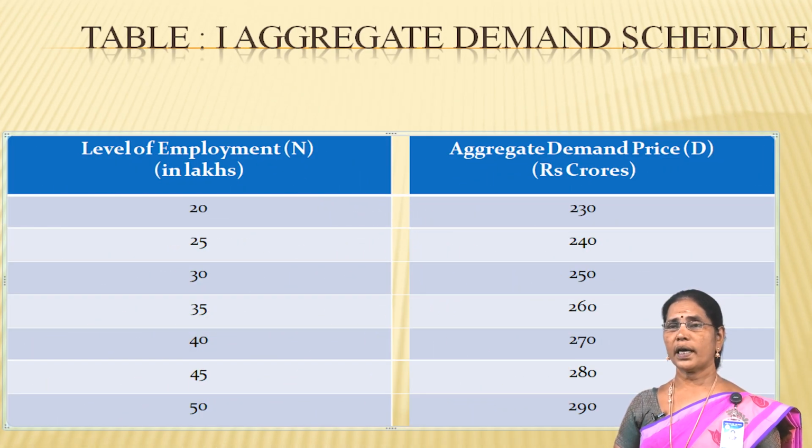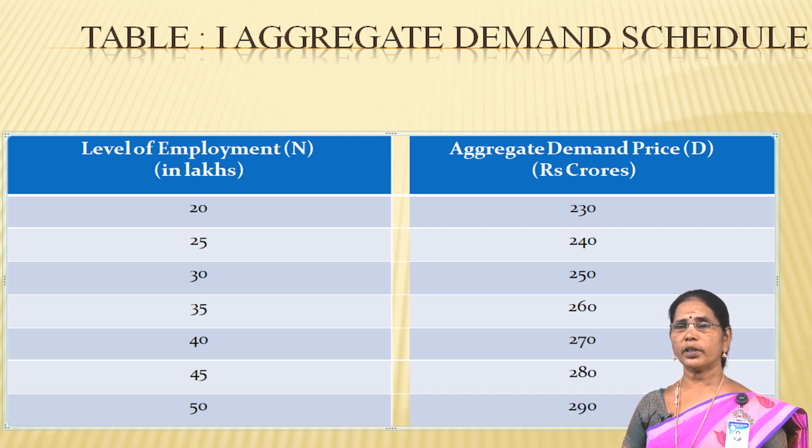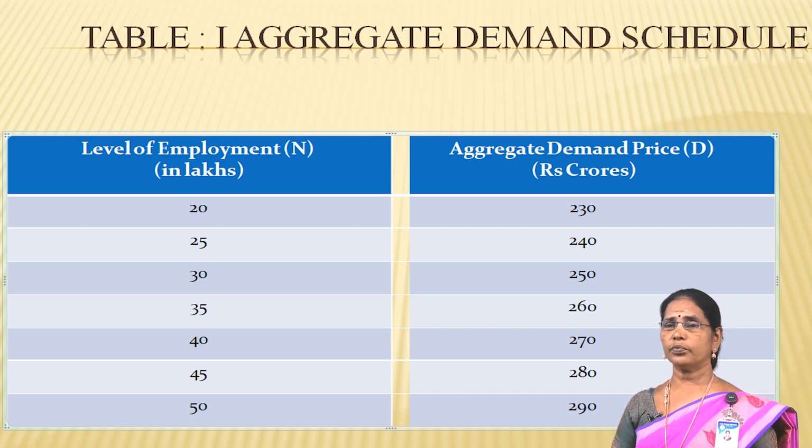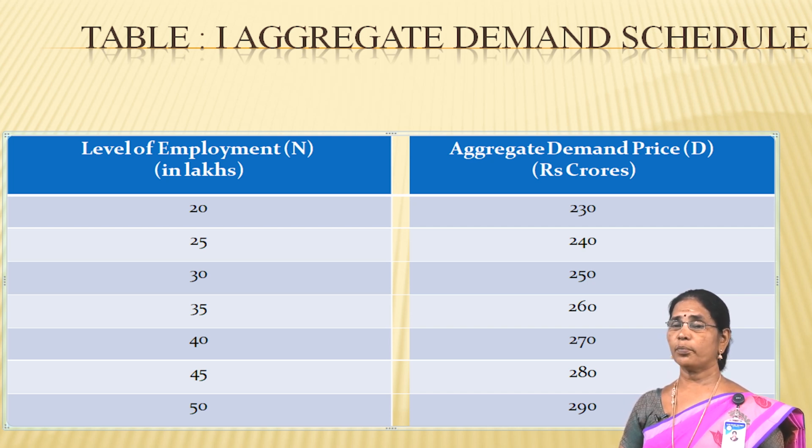Here we have to see the aggregate demand schedule. This has two parts. One is the level of employment and the other is the aggregate demand price. The level of employment increases from 20, 25, 30, 35, 40, 45 up to 50. And the aggregate demand price, that is the demand, increases in crores: 230, 240, 250, 260, 270, 280 up to 290.